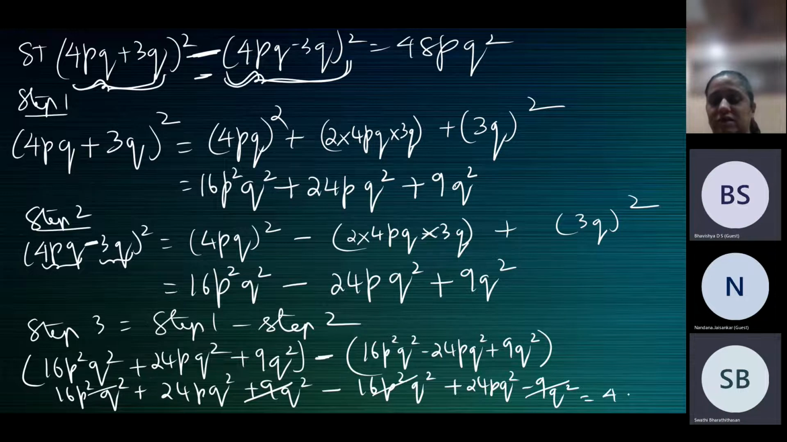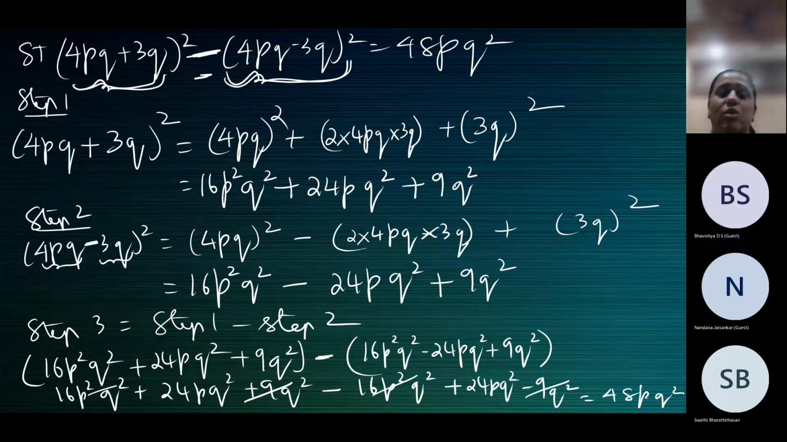48 PQ square. Now, what have we done? We worked the left-hand side. Whenever it says "show that", that means you should take up the LHS, work that, and your answer should be the RHS. Or maybe you have to take the RHS, work that, and the answer which you get should be the LHS. That's how you show that a particular expression is true.